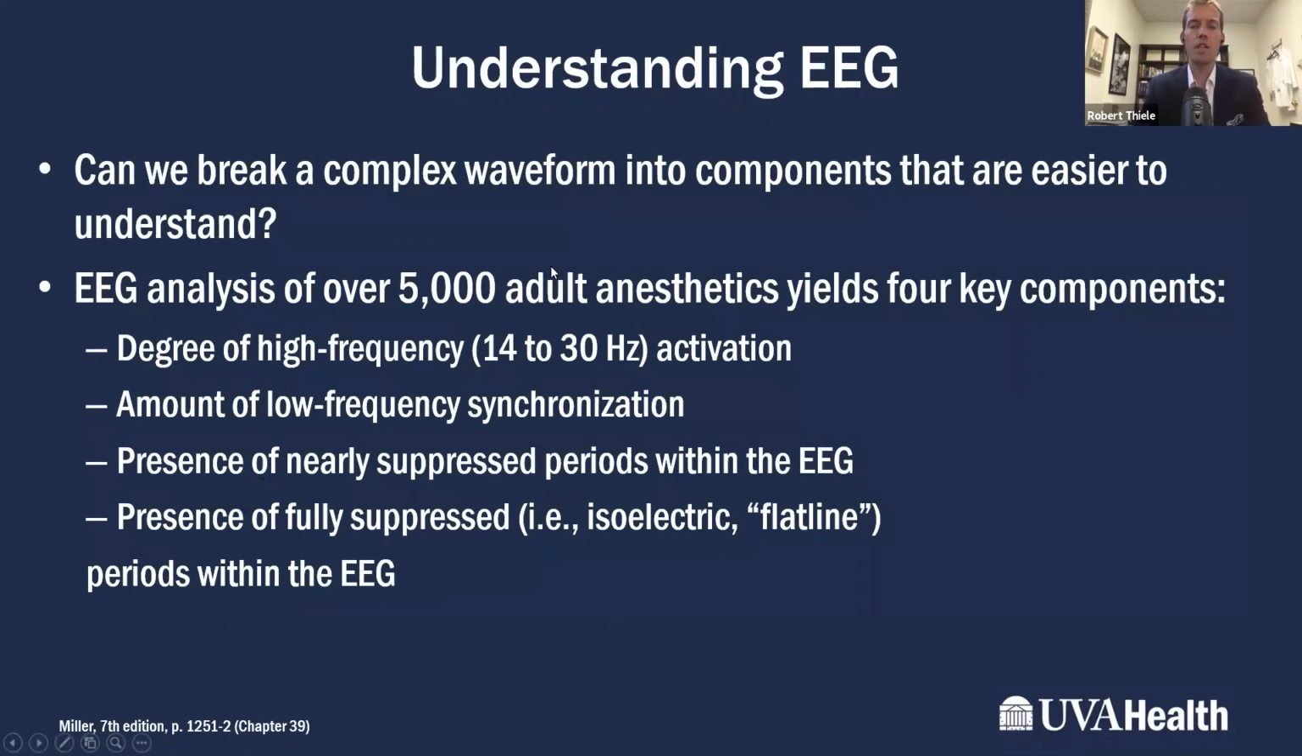So the question is, can we break down this very complicated EEG waveform into components that are easier to understand? Because we are not trained neurologists. I mean, to actually read an EEG, you need to do a neurology residency and fellowship, and I don't have the ability to interpret a full unprocessed EEG, and probably no one listening does unless you're a neurologist.